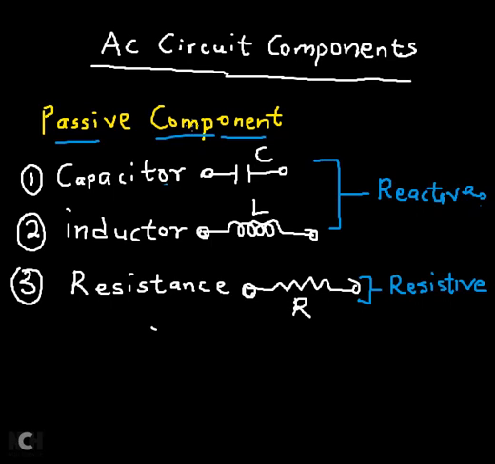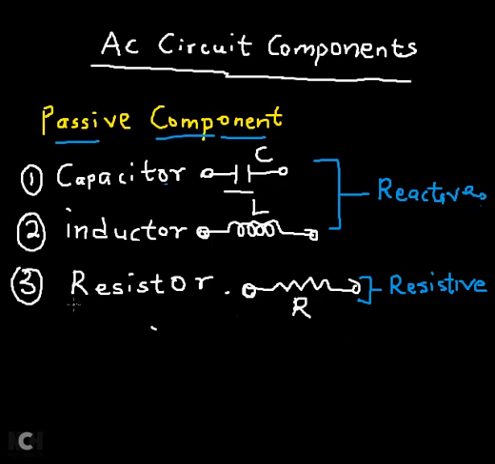Under this topic, I have three components that I will be discussing. We have the capacitor, this is the symbol of the capacitor, and the parameter of a capacitor is capacitance, with the symbol C. We have the inductor, which serves as a coil, measured by its inductance. Then the third one is the resistor, which is measured by its resistance.